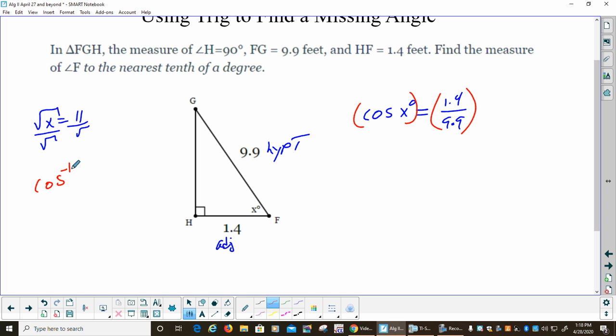It is not the reciprocal. Like I said, I wish it had a different notation. It is not the reciprocal. It is the inverse of this. This undoes this.